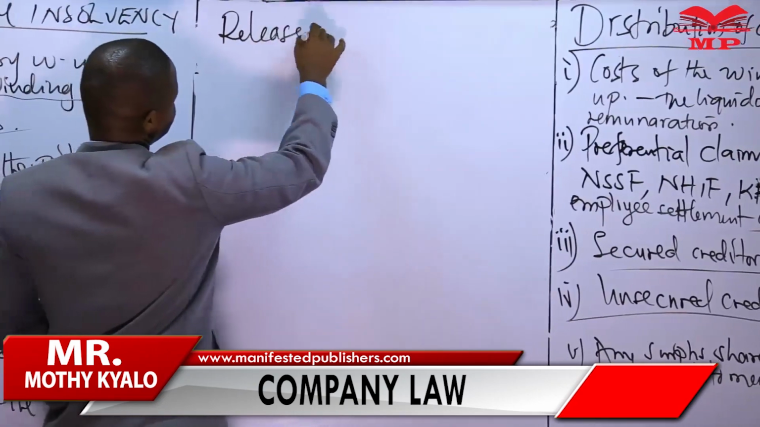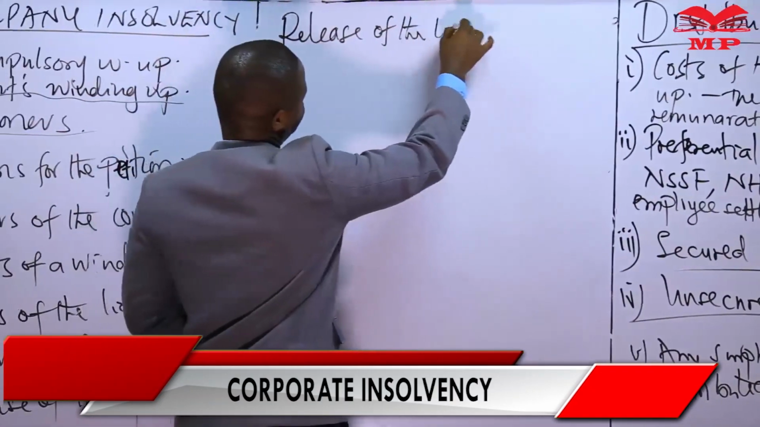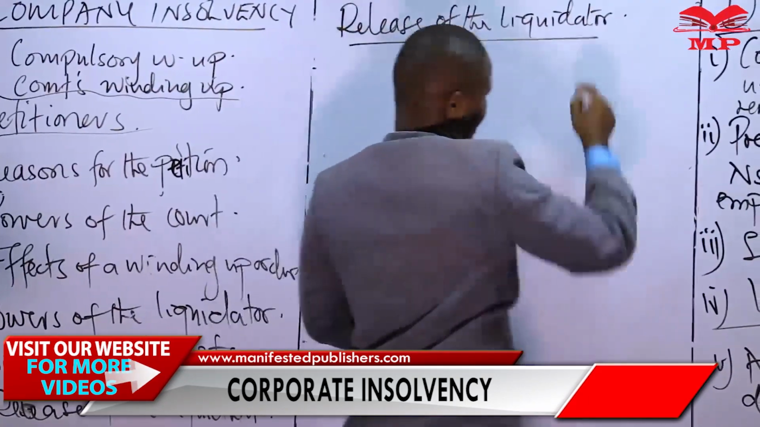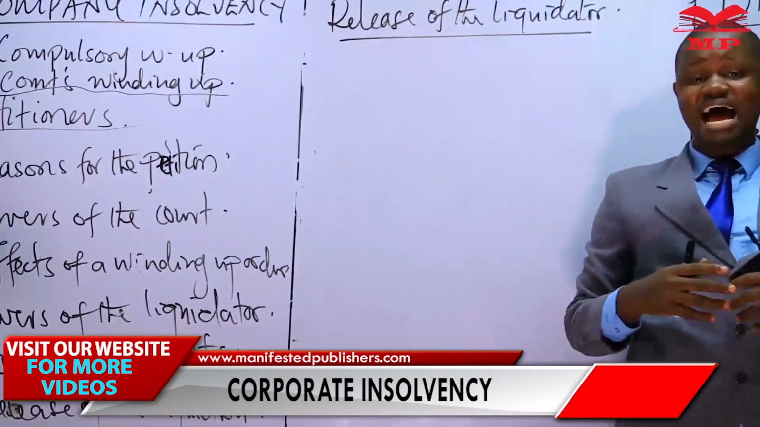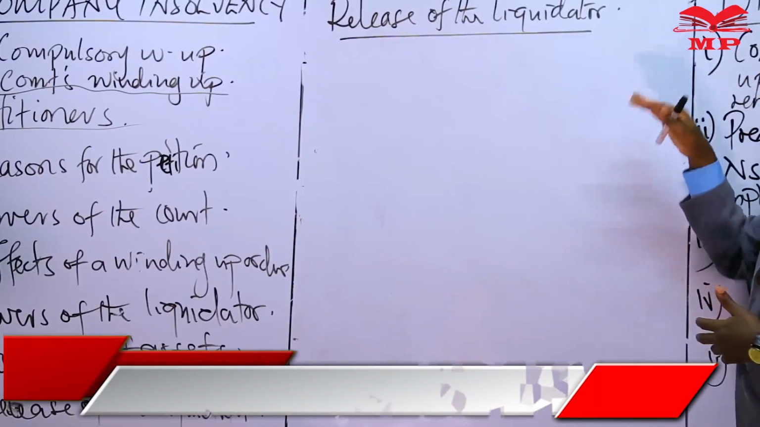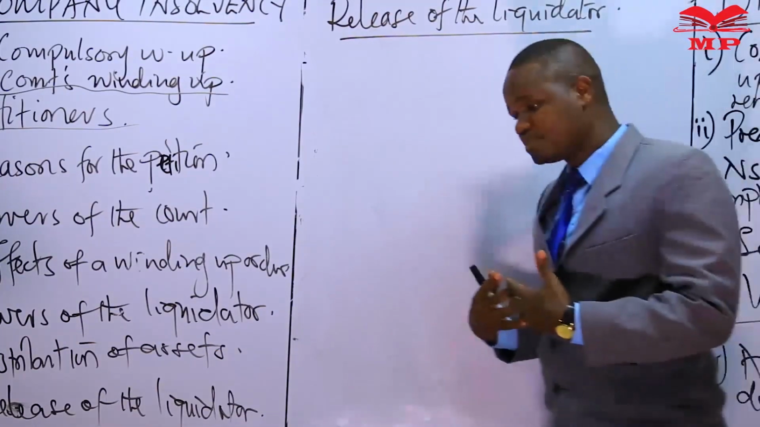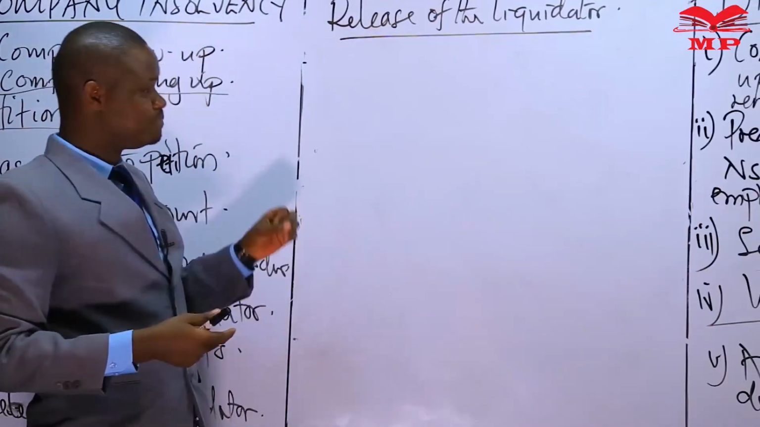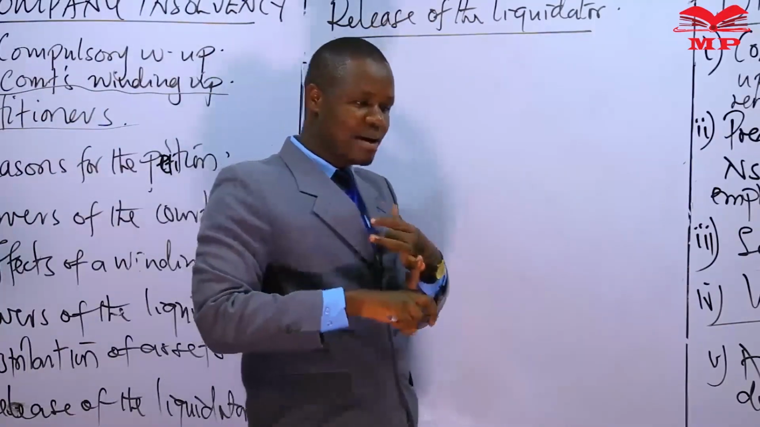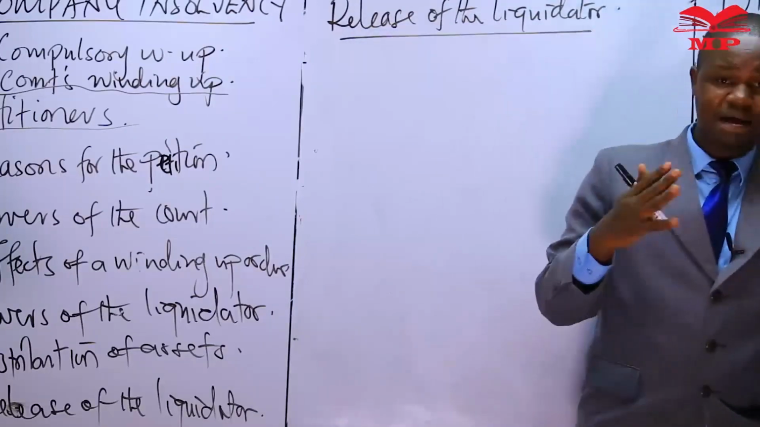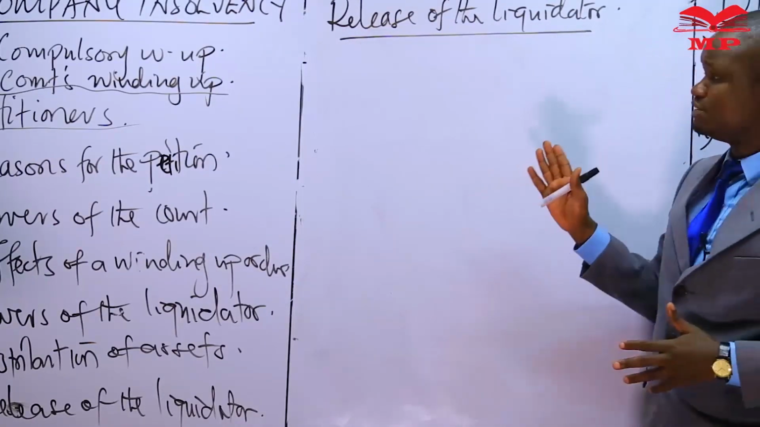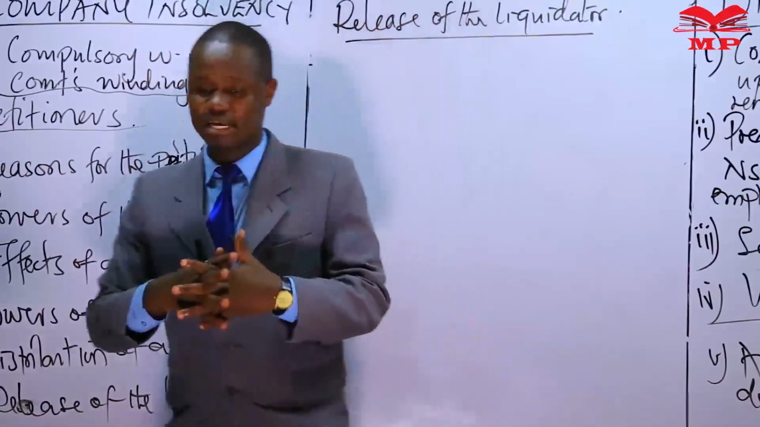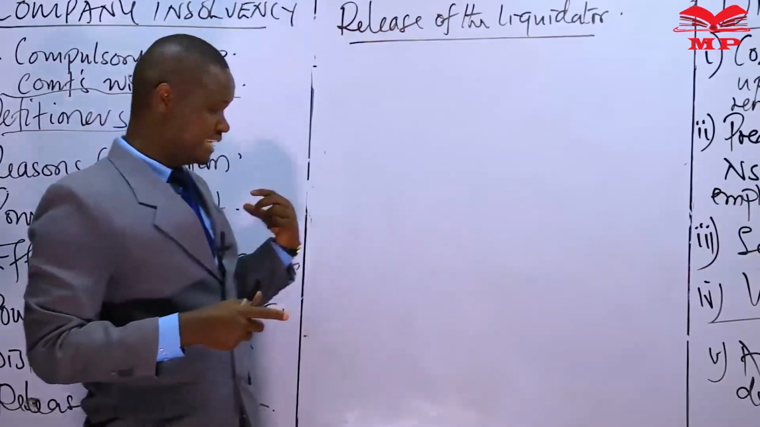Release of the liquidator. After the liquidator has concluded the liquidation process, they are expected to be released from the role as a liquidator. Whether the process was a member's voluntary winding up, a creditor's voluntary winding up, or ultimately the court's winding up process, once the liquidator has finalized their affairs as the liquidator.